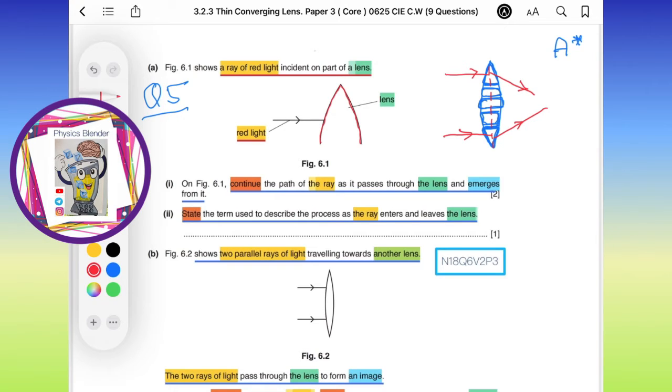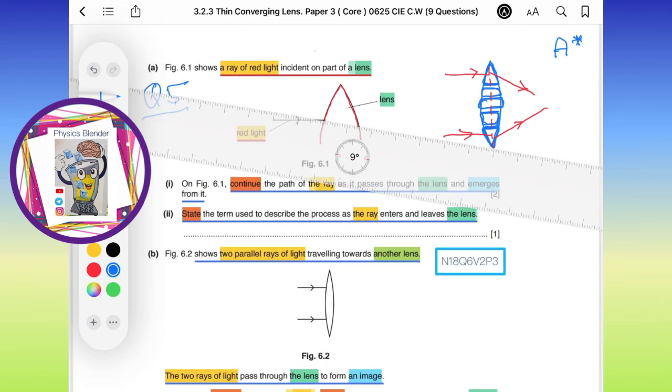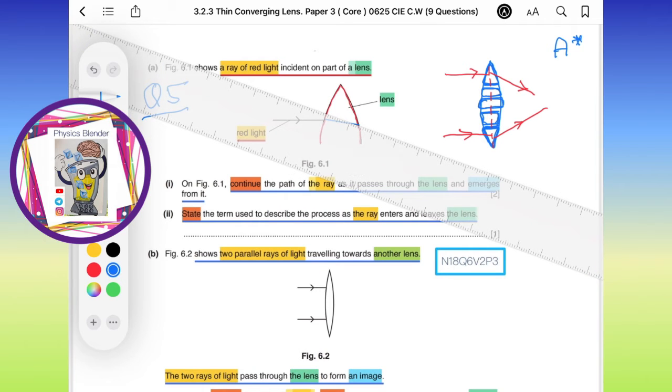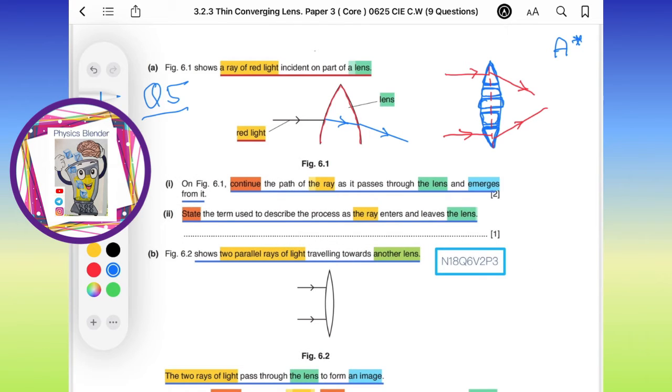Okay, so the question is asking you to continue the path of this red light till it emerges from the lens. How will we refract or draw this light? It will be refracted first at the first boundary, and then again at the second boundary, towards the base of the prism, as if this is a prism. Okay, so we have the first part done.